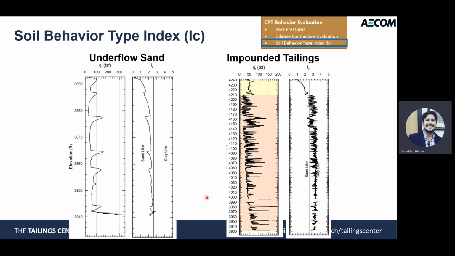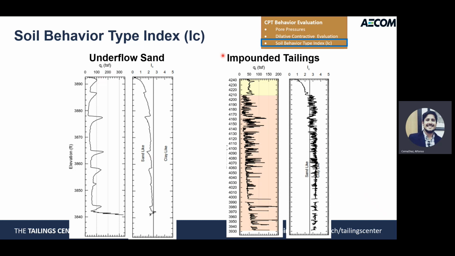For example, these are two distinct types of tailings. The left-hand side shows the underflow sand, in which we show the tip resistance and the soil behavior type. For example, we can see that typically this is a material that has a high tip resistance between 50 to 100 TSF. We can see that the material is mostly sand-like. It could be an underflow, compacted, probably.